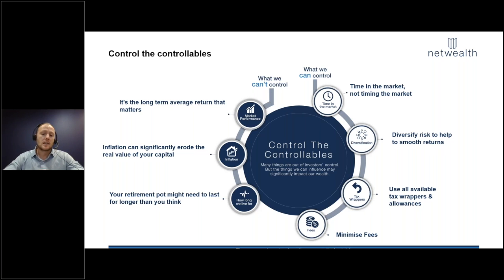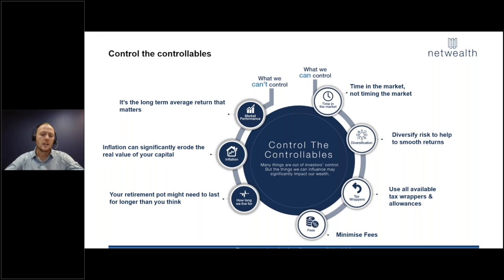Using tax wrappers and allowances is also very, very important, quite simply because it means less of your return is going to the taxman. So by using your ISA allowance, pension allowances, CGT allowances, although they've reduced, they're still very valuable, particularly between spouses. So using all of those is really going to improve the net position of your portfolio, and if it's for retirement, say, help that pot last that little bit longer.